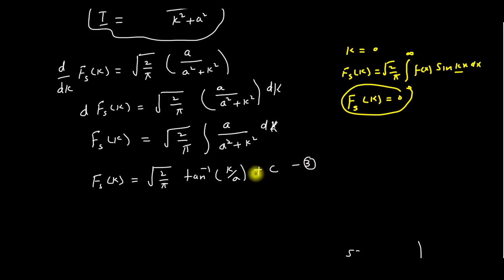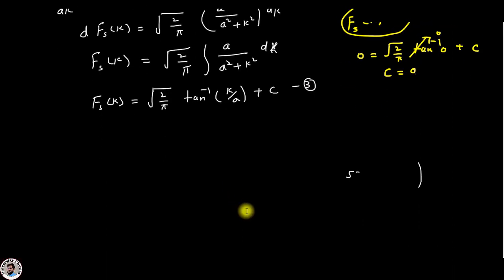Now I have to apply the boundary condition to this equation. We will get 0 is equal to under root 2 divided by pi tangent inverse. The value of k is 0. So 0 divided by a is equal to 0 plus c. So this term is equal to 0. So we can say that the value of c is equal to 0.